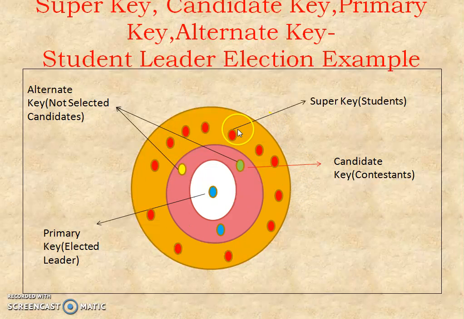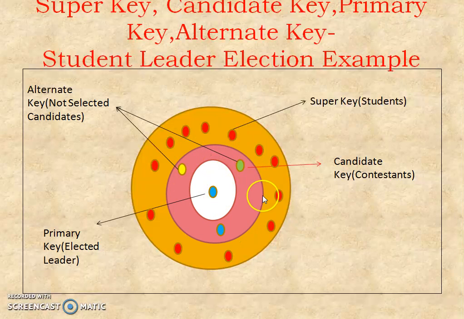All the students of 10th class can be seen in the outer circle. All students can be considered as super key. And there is an election for student leader. So all of the students of 10th class are eligible to participate in that election. But all may not participate. Only some of them may stand for the election or contest for the election. So that can be seen in this pink circle. Some students are participating in the election who can be taken as candidate keys, or in our example, contestants.